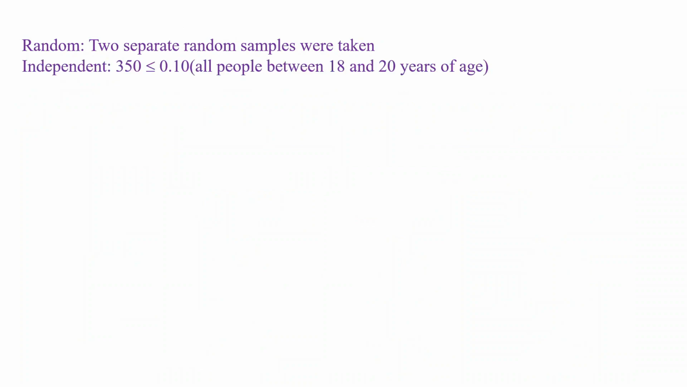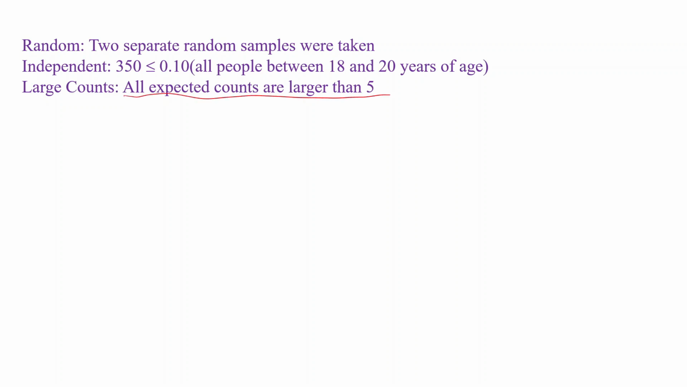Conditions next. So two separate random samples were taken, right? We had a random sample of females and a random sample of males. Independent: the table total is less than 10% of all people between the ages of 18 and 20. And then large counts, we just calculated our expected counts and we saw that all of them are larger than 5. Okay. As I said before, you do have to write down what your expected counts are. You can't just state this and then use your calculator to find the chi-squared statistic. You do have to show those expected counts.